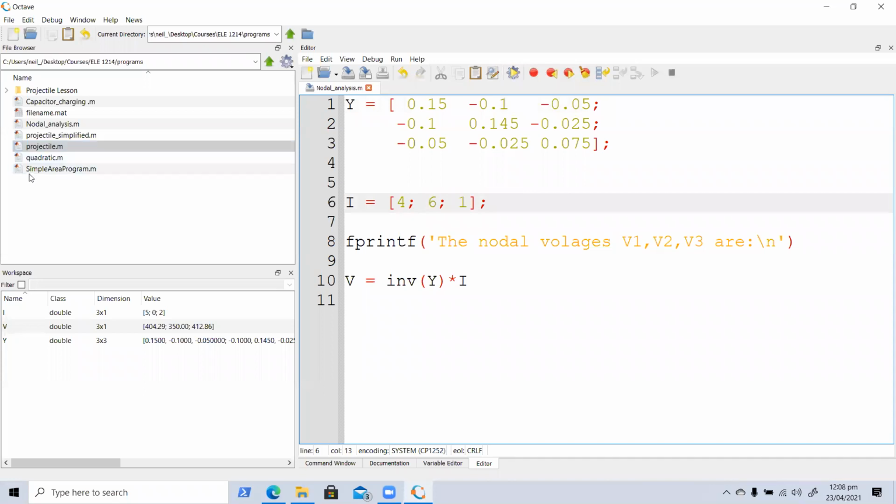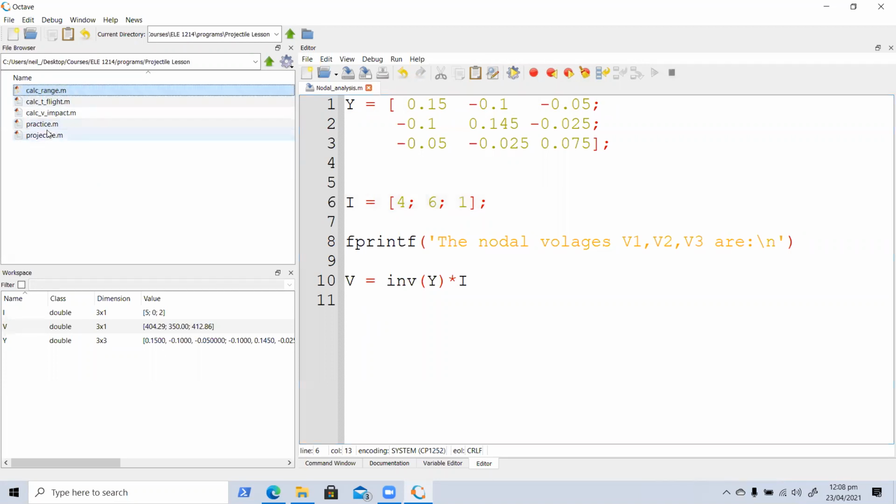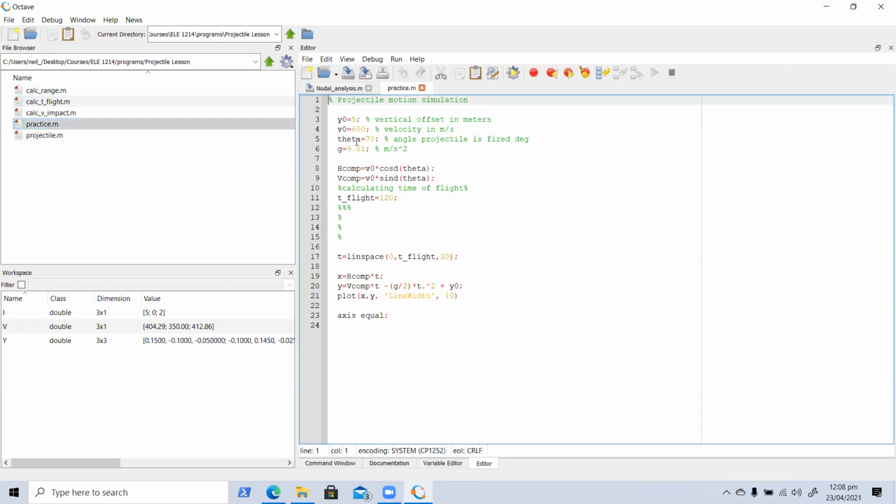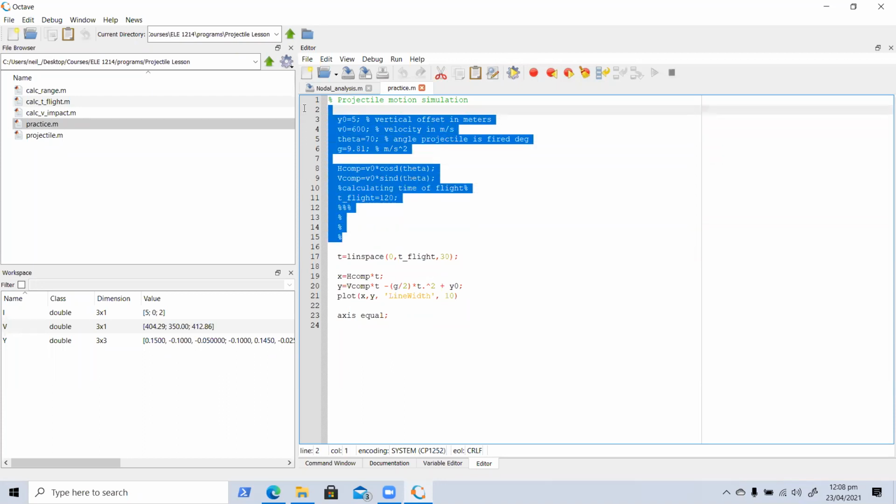Same thing with your projectile, not this one, the simpler one, practice.m. You come in here, you change your velocity, you change your theta. You of course use your new T flight. You can write some code to calculate time of flight, right? Maybe for one of your assignments, you can take this code and add in the code to calculate time of flight and use that as one of your assignments.